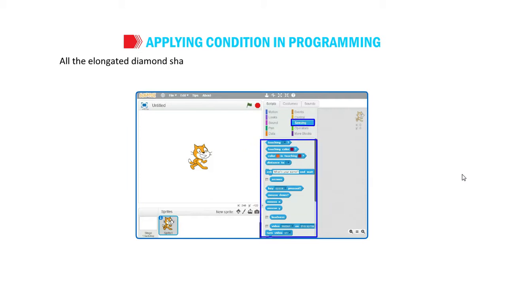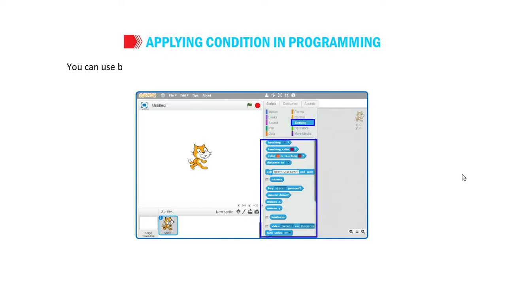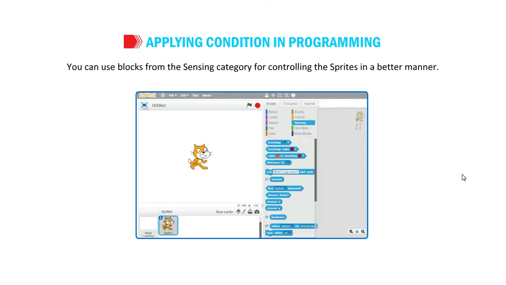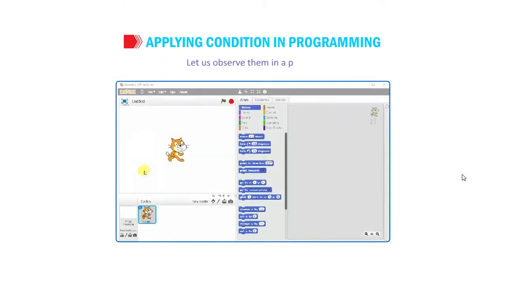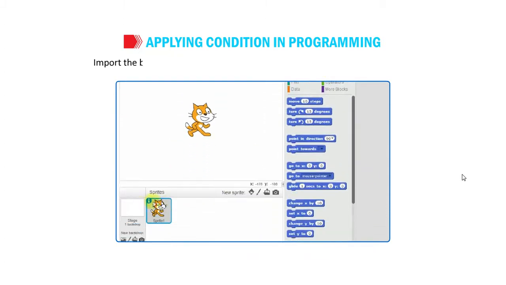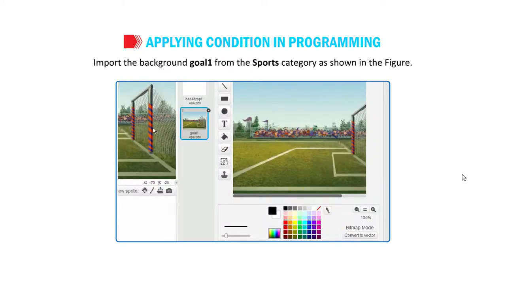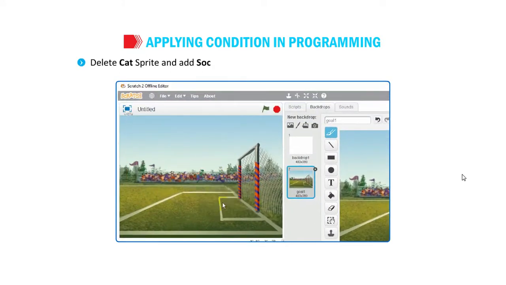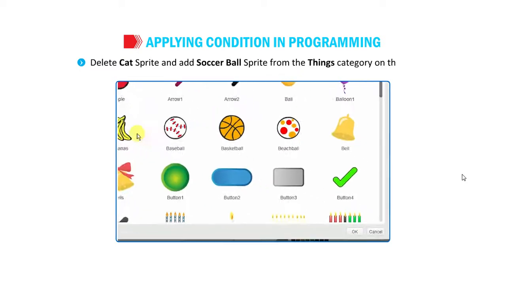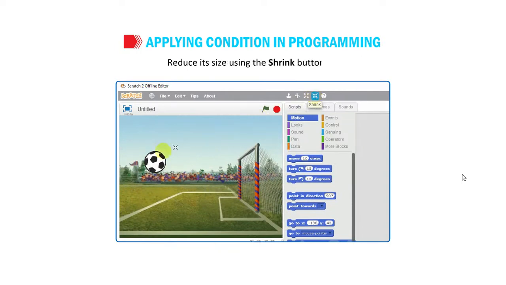All the elongated diamond-shaped blocks which are in the sensing block palette are placed as a condition inside these blocks. You can use blocks from the sensing category for controlling the sprites in a better manner. Let us observe them in a project. Open a new file in Scratch. Import the background Goal 1 from the sports category as shown in the figure. Delete cat sprite and add saucer ball sprite from the things category on the stage. Reduce its size using the shrink button.